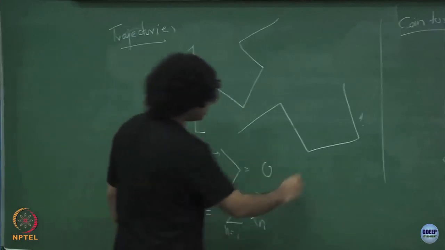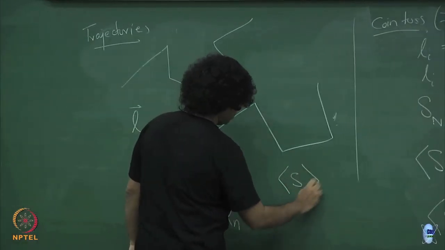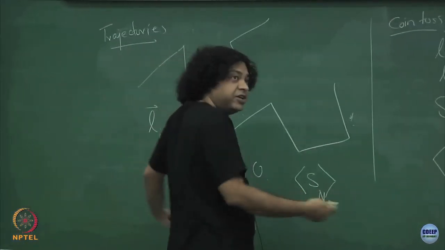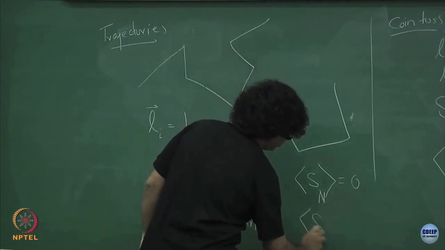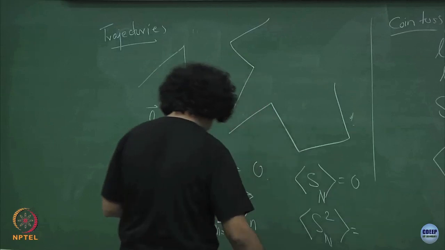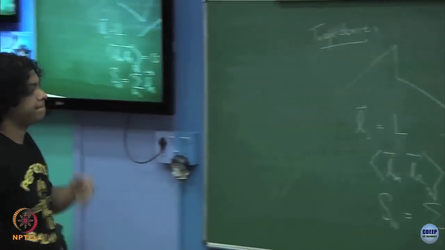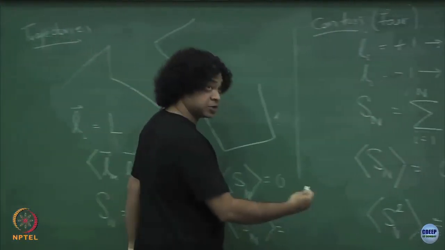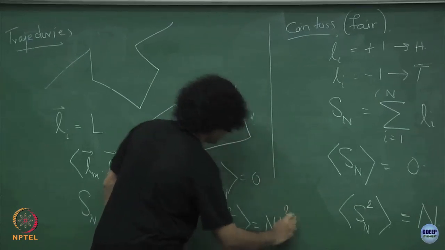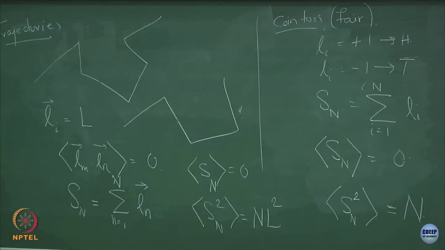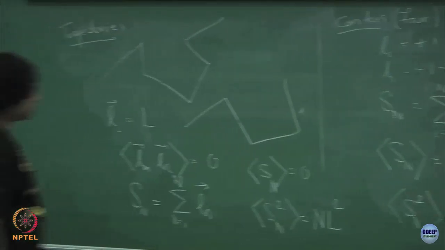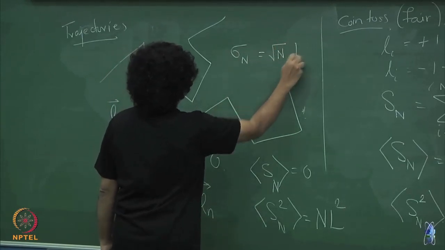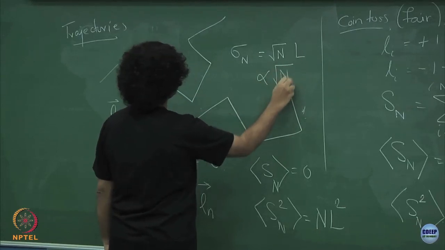And again, what will be the average of this sum? 0, right? Because on an average, you will not really travel anywhere. What will be the variance of this sum? S n square. N L square, right? So, again if I look at the standard deviation sigma n, that is square root n times L. So, again it is proportional to the square root of the number of steps n.